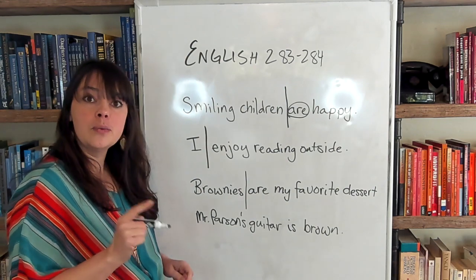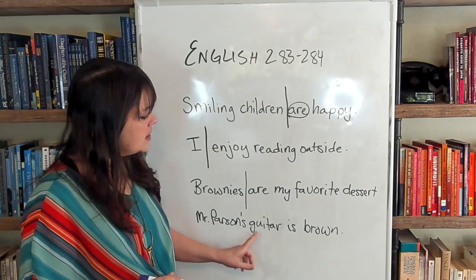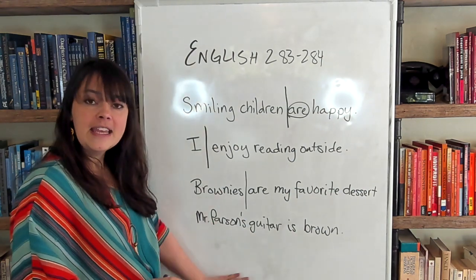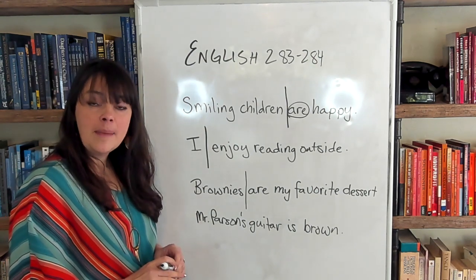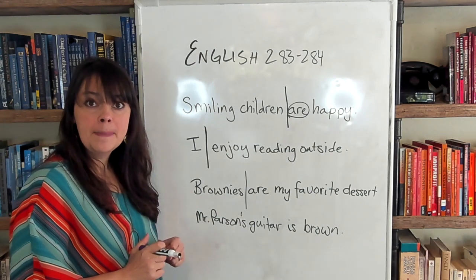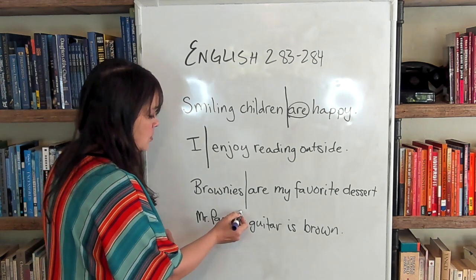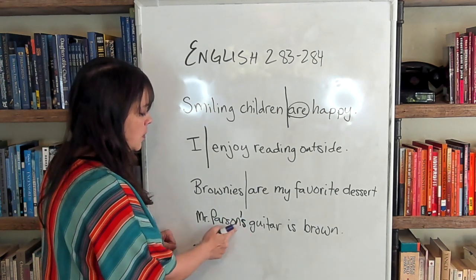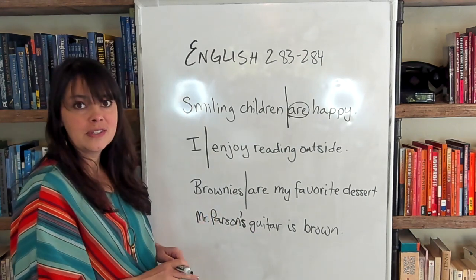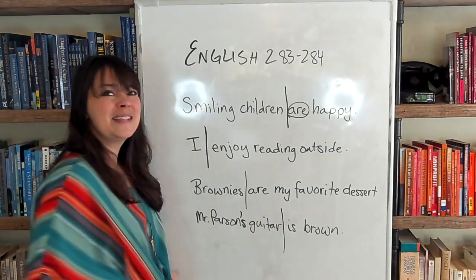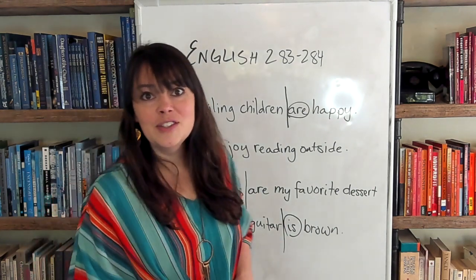Now here's just a reminder. We've done this a few times on worksheets, but I want you to be sure you remember it. Mr. Parsons' guitar is brown. Okay, in this sentence, which is the possessive noun? That means the noun that shows ownership. Mr. Parsons' guitar is brown. And that's right here. This apostrophe S lets us know that this is a possessive noun. The guitar belongs to Mr. Parsons. Okay? And it's also the subject of that sentence. Is is your linking verb.